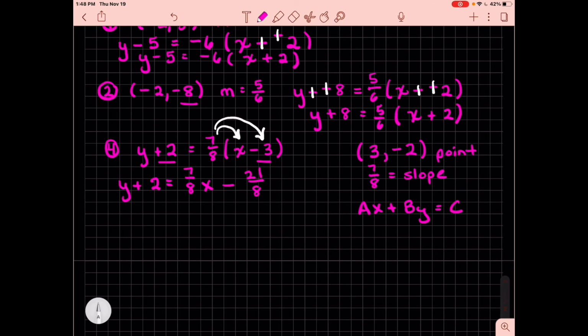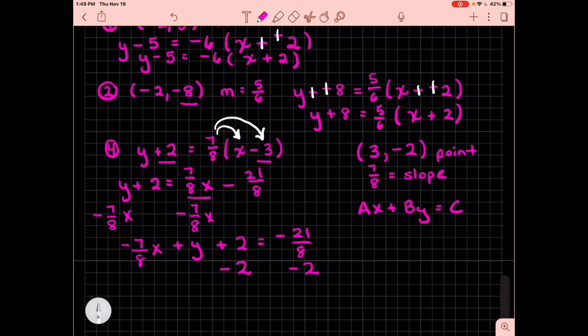There we go. So in this case, I need this to go to the other side. And so I'm going to subtract it. Remember, sometimes we use these techniques, not because we're solving anything, but just because we're rearranging. So I have -7/8 x plus y plus 2 equals -21/8. That looks pretty messy, doesn't it? But it'll start to clean up if we get our 2 moved to the other side.